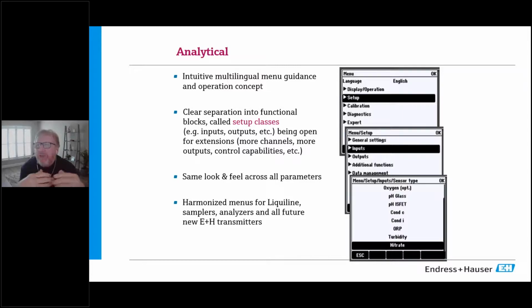So the technicians at the plant get very familiar with the programming menu, the parameters you put in, et cetera. Even though it's different, so to speak, between a pH and a DO, all the menu structure is the same, and it has the same look and feel across all those different products that I mentioned, or different transmitters.